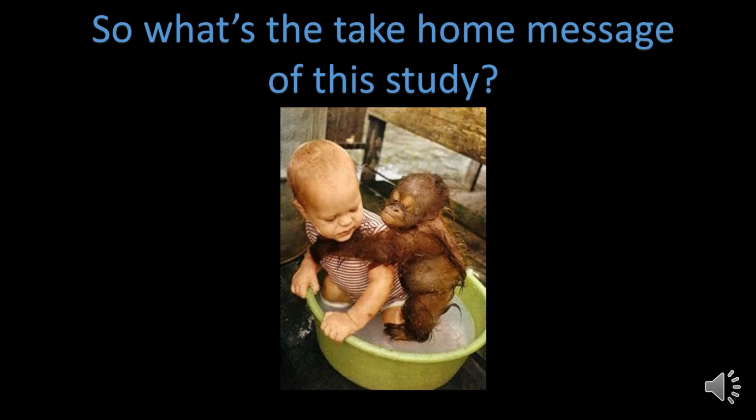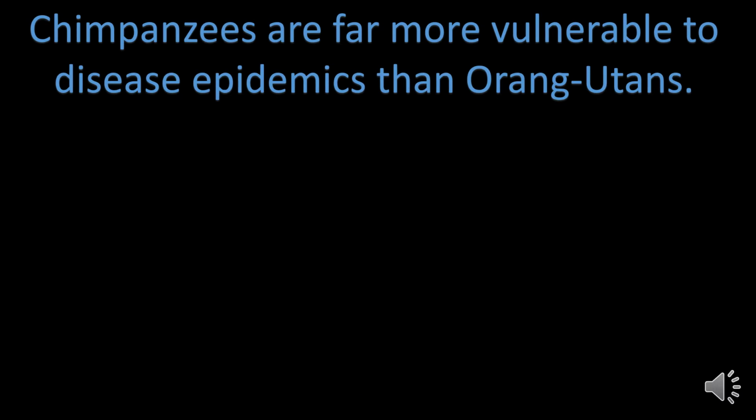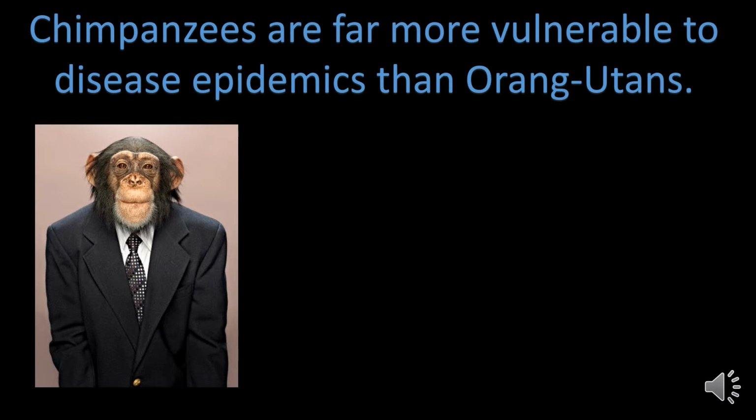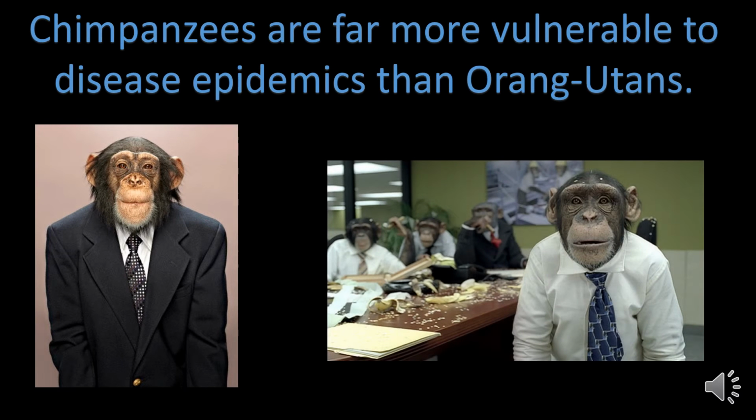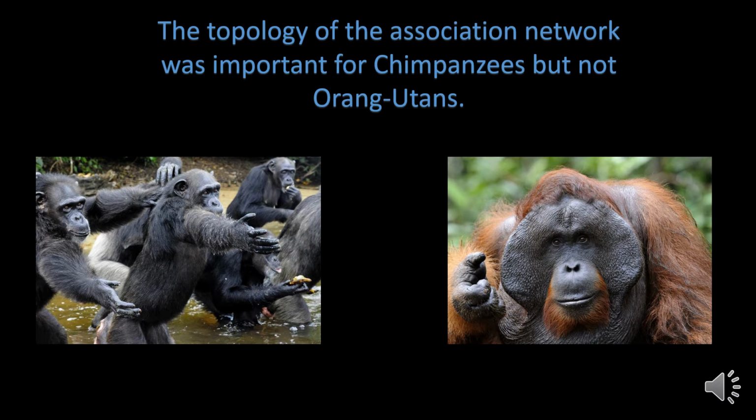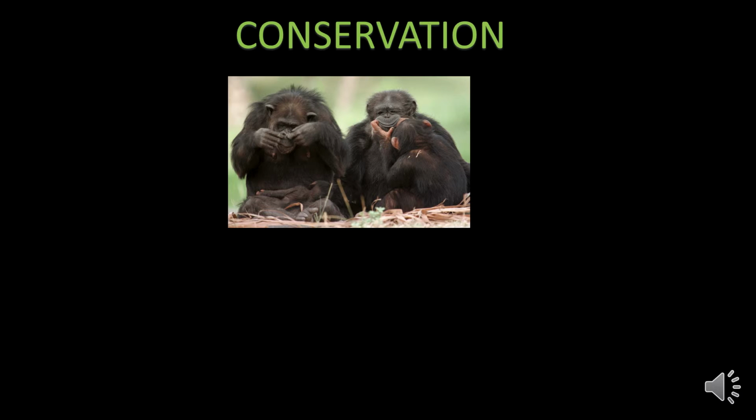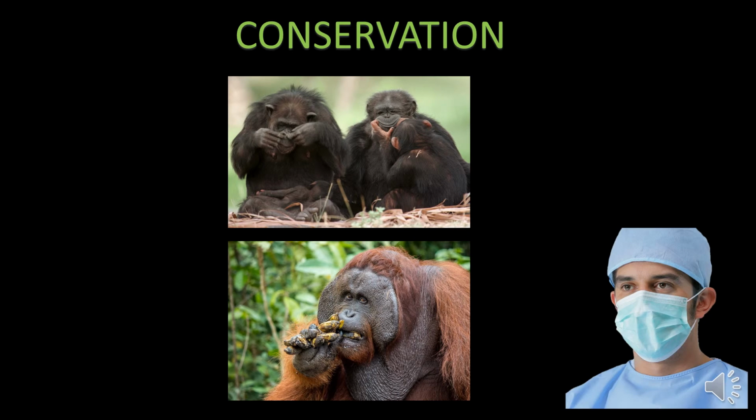So, what's the take-home message of this study? Chimpanzees are far more vulnerable to disease epidemics than orangutans. And the topology of the association network was important for chimpanzees, but not orangutans. These results are important for conservation in the way of controlling disease.